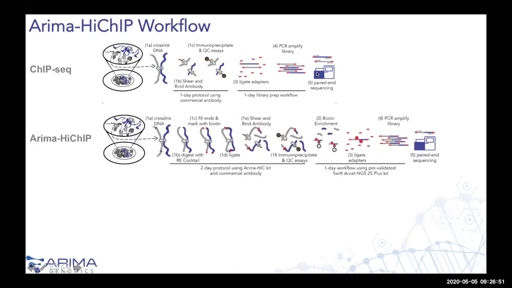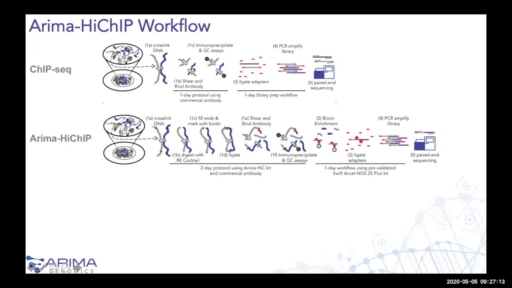Arima HiChIP is very similar in that it's actually just as it sounds in the name. You start with an upfront Hi-C. So again, digestion, fill-in, ligation. And really at this point, you have this proximally ligated chromatin. Then you shear this chromatin and you add your antibody.